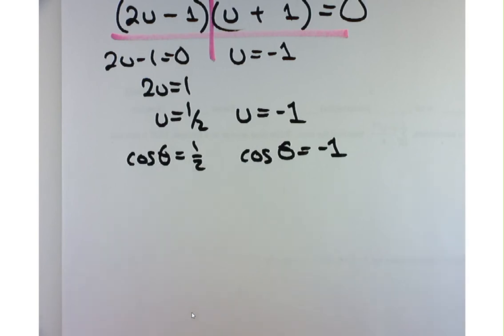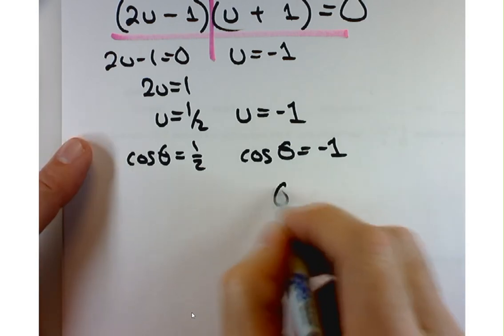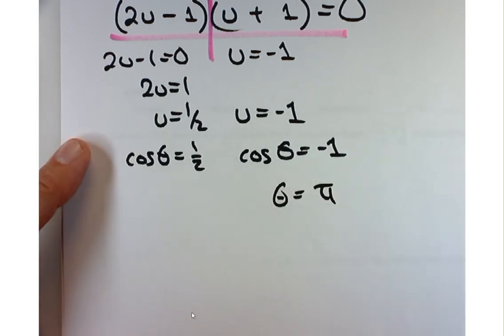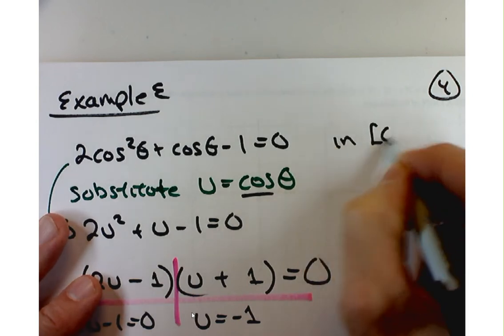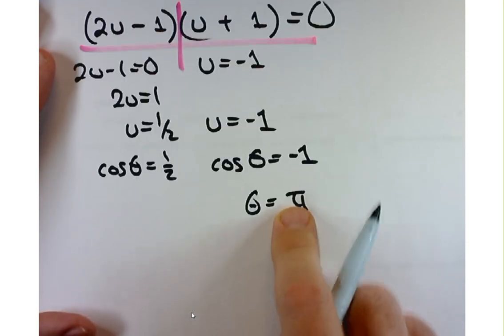Now, do a little Gedankengang experiment here, a little thought experiment. Cosine is the x-coordinate. Where does the x-coordinate equal -1? Try and do it without looking at your unit circle. 180. 180 at pi, right? So that's one possibility, theta equals pi. Now I can't go 3 pi, I can't go -pi, because I'm trying to solve this in the interval 0 to 2 pi. So that's one solution. That's the only solution I get for this part of it.